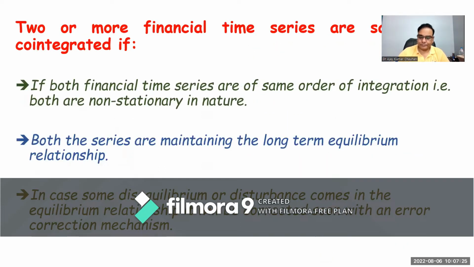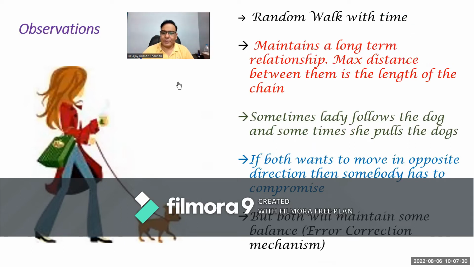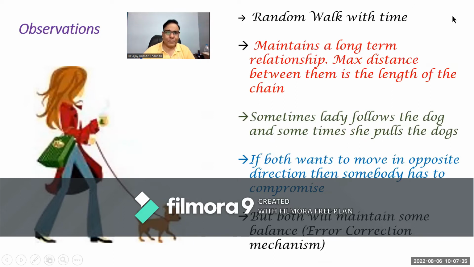So let me explain the movement. These are the observations that we have about the movement of the lady and the dog. In this picture, the dog is very small because the picture I got from Google is like this. Otherwise, this is not a compulsion. Assume that the dog is also a big dog, not as small as in the picture.